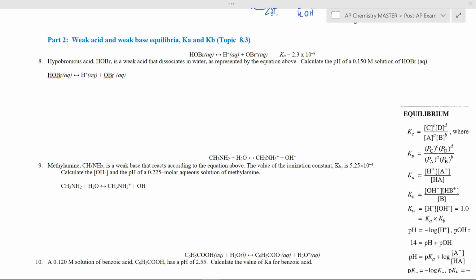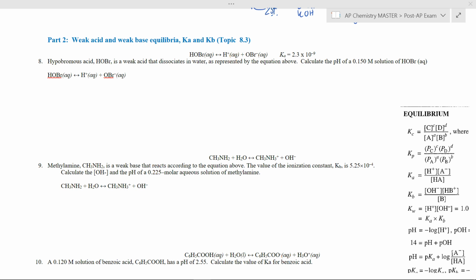Welcome. In this video, we are going to talk through some problems related to topic 8.3, which is looking at weak acid and weak base equilibria. And I'm going to use ICE charts to solve these problems here because remember, ICE charts are always a good strategy whenever you're dealing with equilibrium-based calculations. It's just a good way to organize your information.